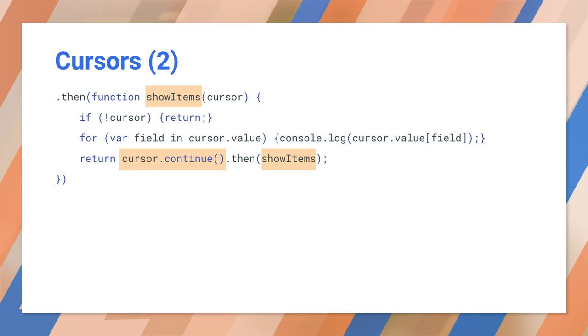This time, we've given our function a name so we can call it from inside of itself recursively. To recap what this code is doing, we break out if the cursor is null. Otherwise, we get the object from the cursor's value property and print it. We then call continue to advance the cursor and recurse into our function. Take a moment and breathe. We're almost done. We don't have to get all the data. We can select a subset.